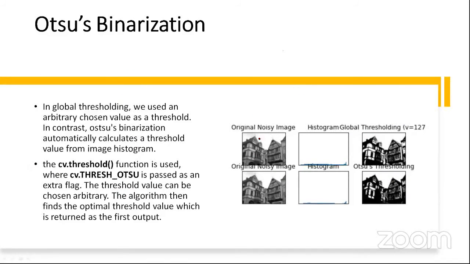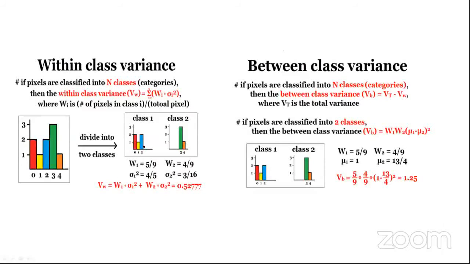So suppose this is an image, and corresponding to this image we have this histogram. Now suppose we have to segment the foreground and the background. Let's say 2 is the best value. If you apply that threshold of 2, then you will get your foreground separated.